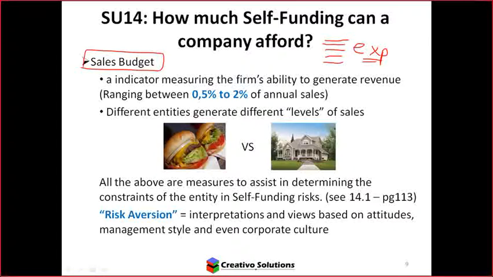Yes, they can. If a company can operate and generate more revenue, they would be able to self-fund more losses. The guideline here is 0.5 to 2%. The reason why I've put all of these percentages in blue is because I have seen questions before where they've literally asked you about the actual self-funding.